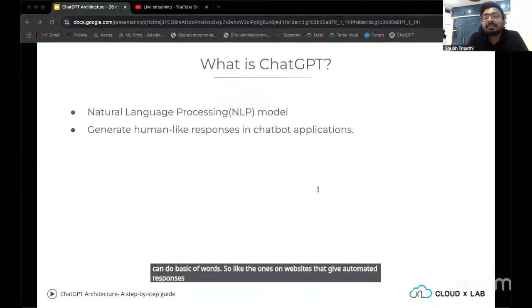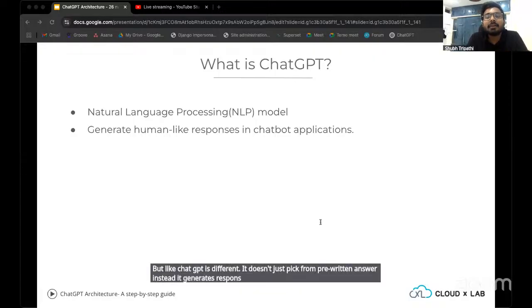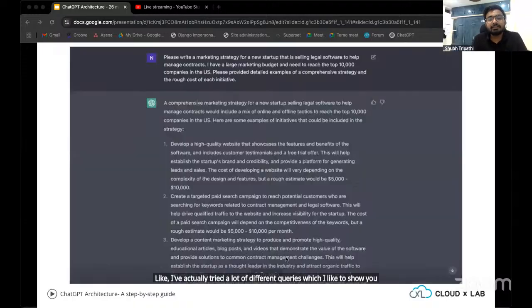But ChatGPT is different. It doesn't just pick from pre-written answers. Instead, it generates responses on the spot, making it feel much more natural and almost like talking to a real person. I've actually tried a lot of different queries, which I'd like to show you how it exactly works.